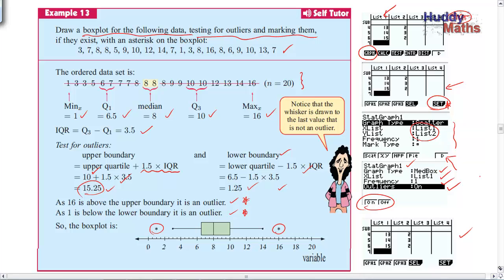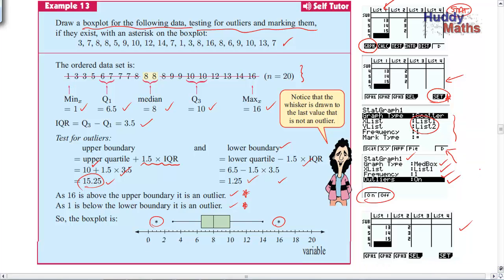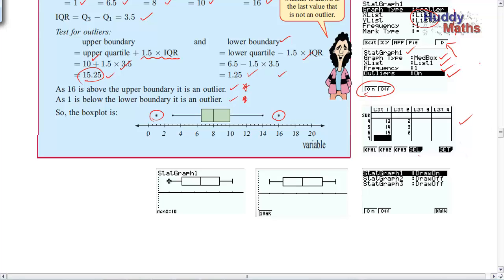Now there's one more thing you have to do with the graph mode here. Let's have a look here. You go to select, which is F4, and you select which graphs you want, because you can potentially have 3 box plots on here, or 3 different graphs all at once. So you put draw on for stat graph 1. If you've got 2 and one's in list 2, you can put that on by choosing that here. Then if you hit draw, we get our box plot. Just notice this is a different data set. So we haven't got outliers here. And mind you, our test for outliers is a little bit different from the calculator's test for outliers. So not always will they give you the same answer, but generally they will.